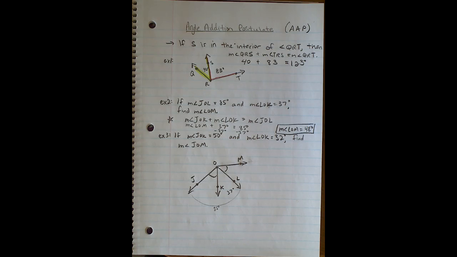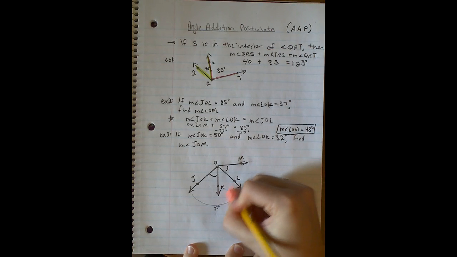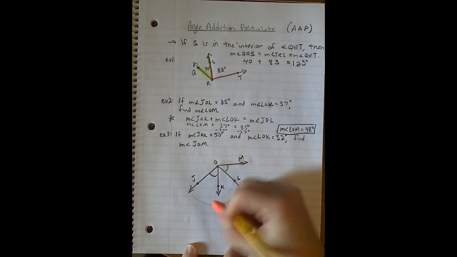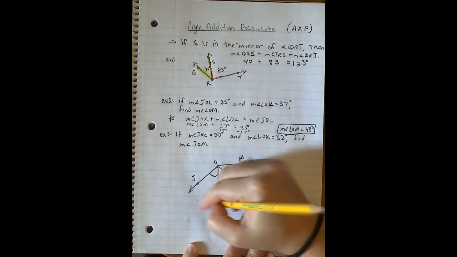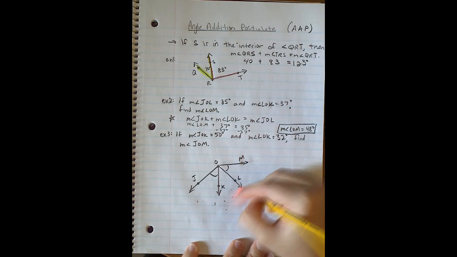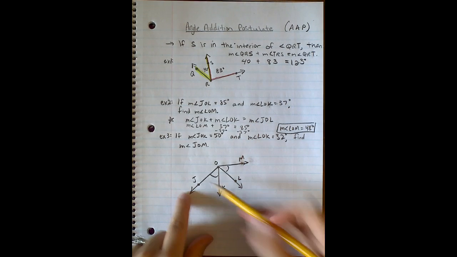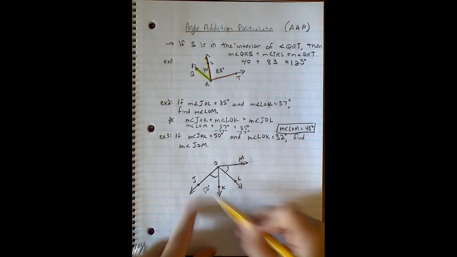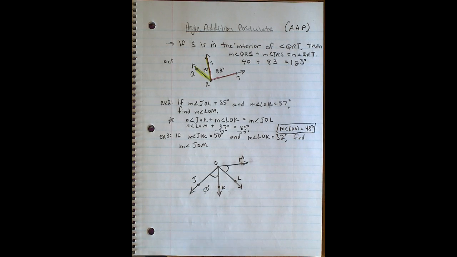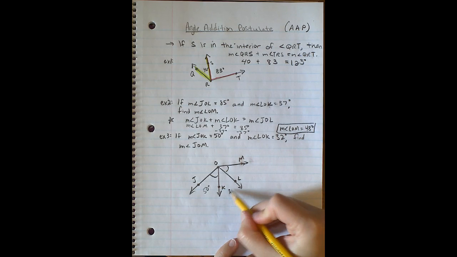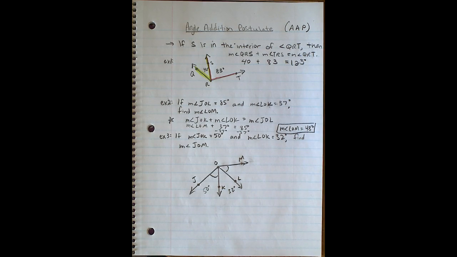Okay, let's try example 3. Example 3 is different numbers, so we want to clear this off. Let's see what we have now. So we have JOK is 50 degrees, JOK right here. LOK is 32 degrees this time. Find the measure of JOM.